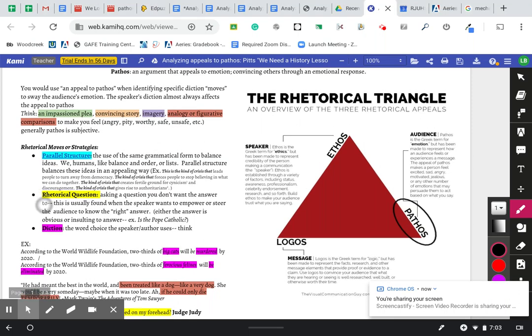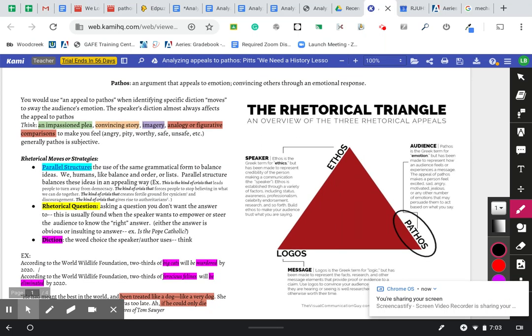Hi, everybody. Today, this week, we're going to be looking at pathos. So, pathos is an appeal to emotion, or convincing someone, your audience member, through an emotional response. So you'd use the phrase an appeal to pathos when you would identify however the speaker is trying to sway the audience's emotion. A lot of the times diction comes into play with pathos because diction is one that you can easily manipulate to sway emotion.